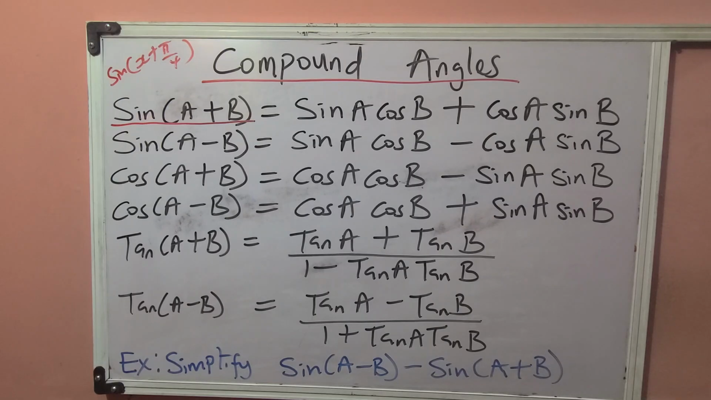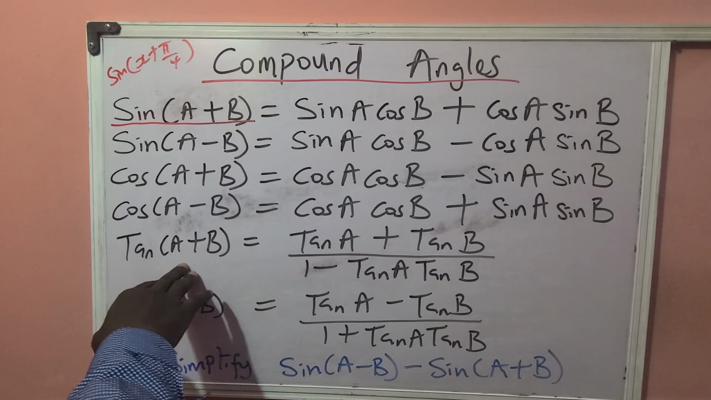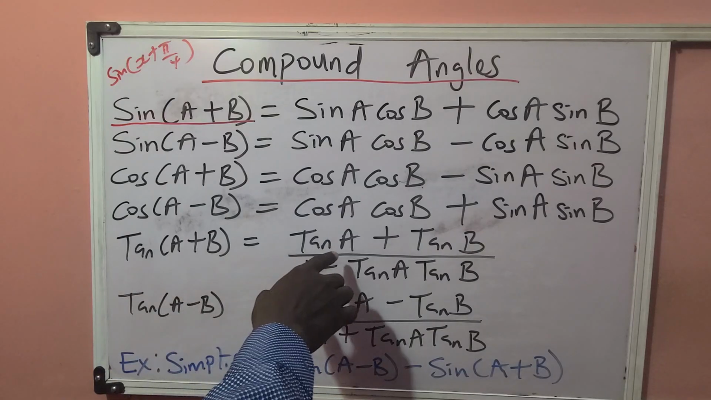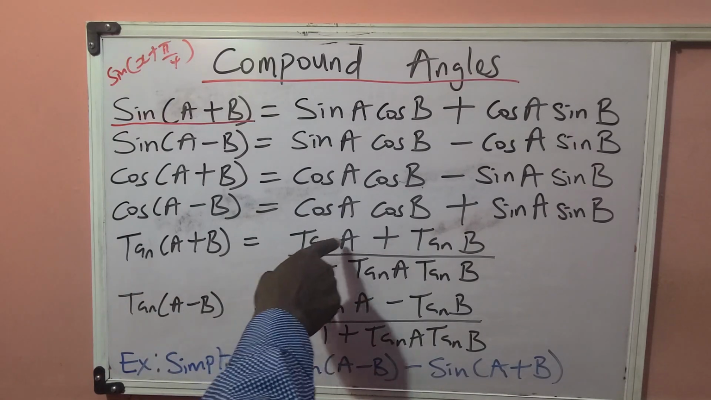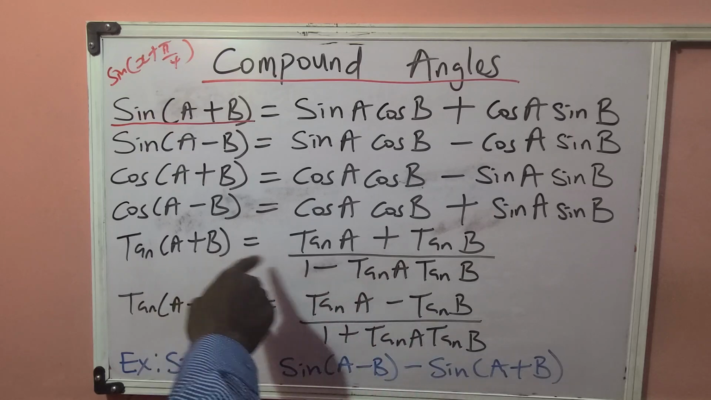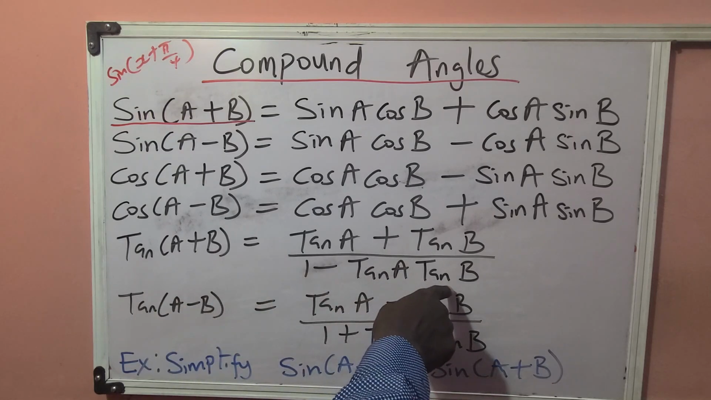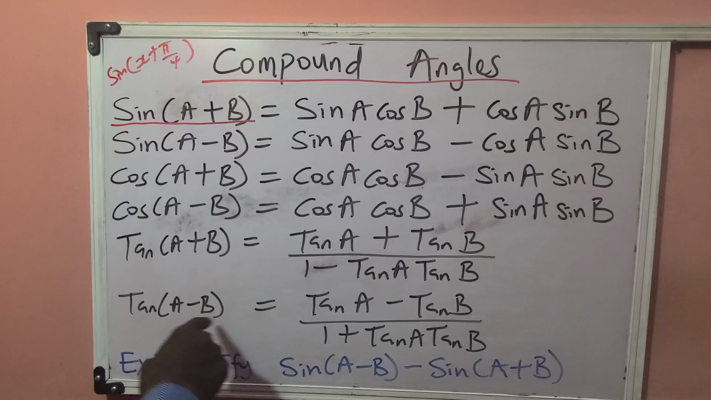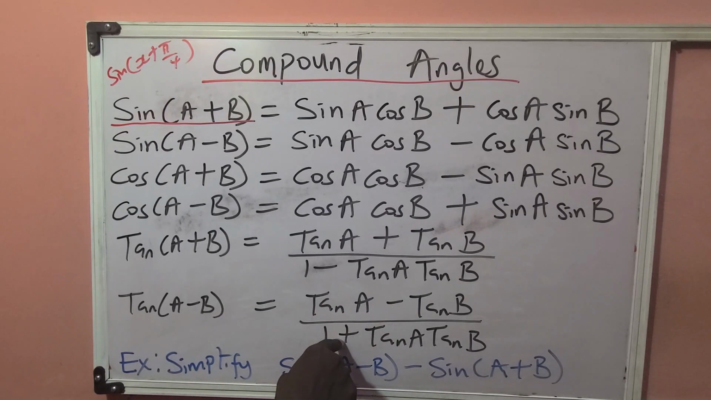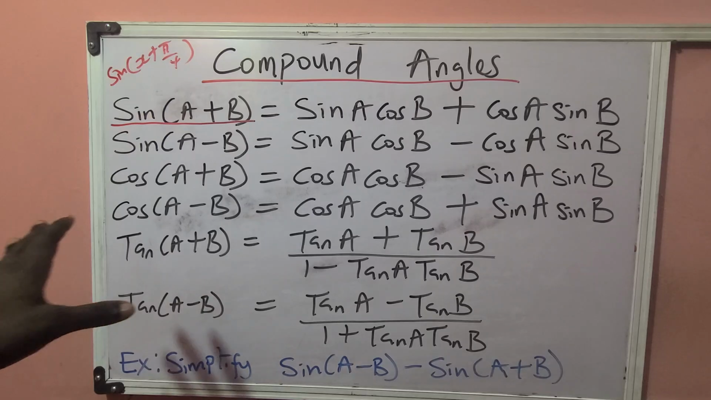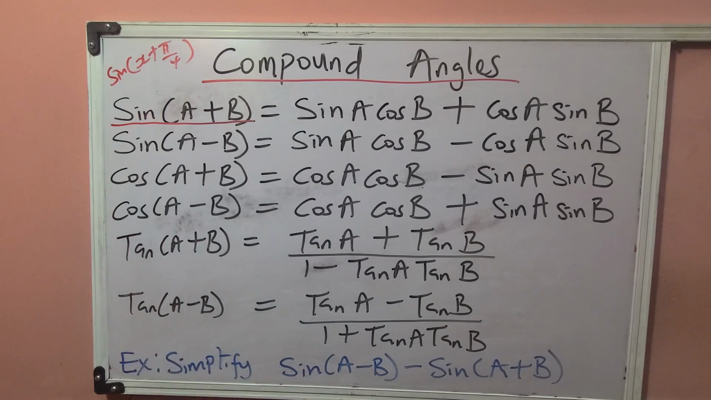And then when you see the tangent of compound angles, what we had was tan A plus tan B divided by 1 minus tan A times tan B. And when it was minus, what you had was minus here and then plus here. So these are the different compound angles we'll be dealing with in this video. From these compound angles is where we're going to be deriving our double angles, which we'll be sharing a video on very soon.